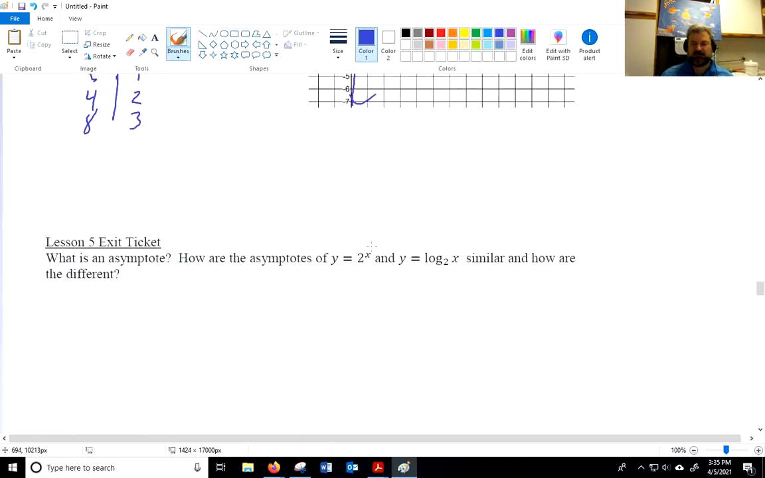All right, so for x to take, I want you to take a second and consider this. What is an asymptote? How are the asymptotes of y equals 2 to the x and log base 2 of x similar? And how are they different? Well, the answer is the asymptotes for y equals 2 to the x are horizontal, and for log base 2 of x are vertical. But they have the same numeric value. The y equals 2 to the x has an asymptote of y equals 0, but the other one is x equals 0. Same number, but they're written differently because one's horizontal and one's vertical. And that's pretty much what I want you to get from that.